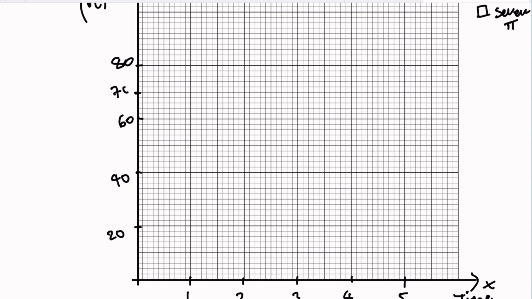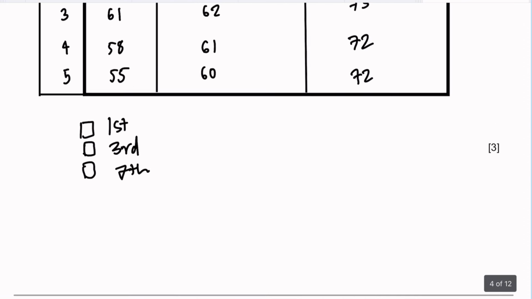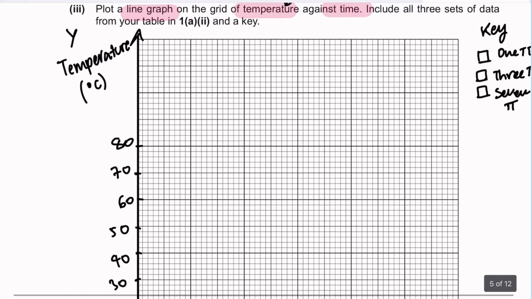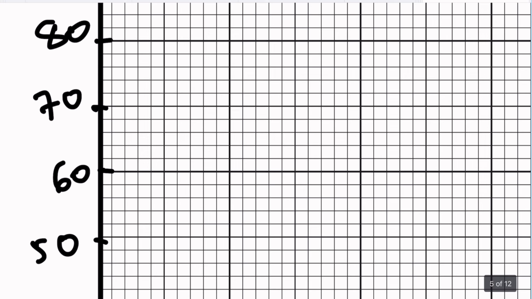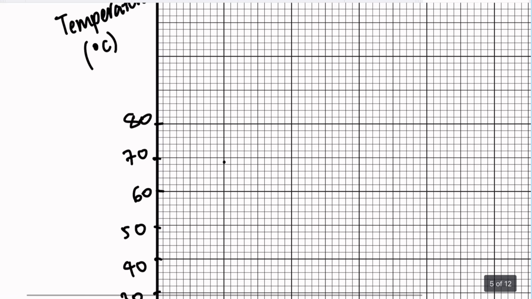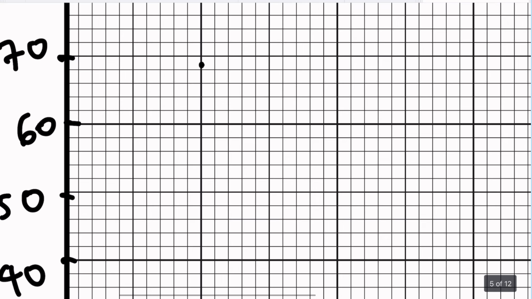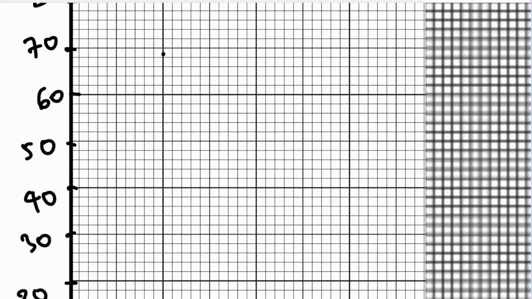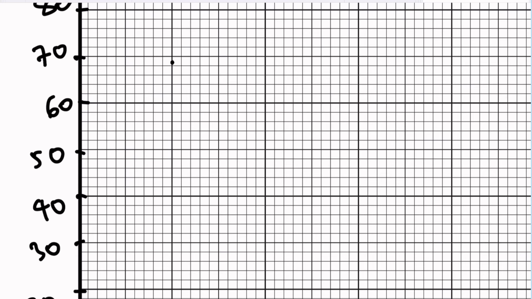This is 70, 50, 30. 68.5, 62, 64, 66. 68.5 is about here. Next one was 65 and then 61. So 2, 4, this is, never mind, this is number 2. 65 should be here.